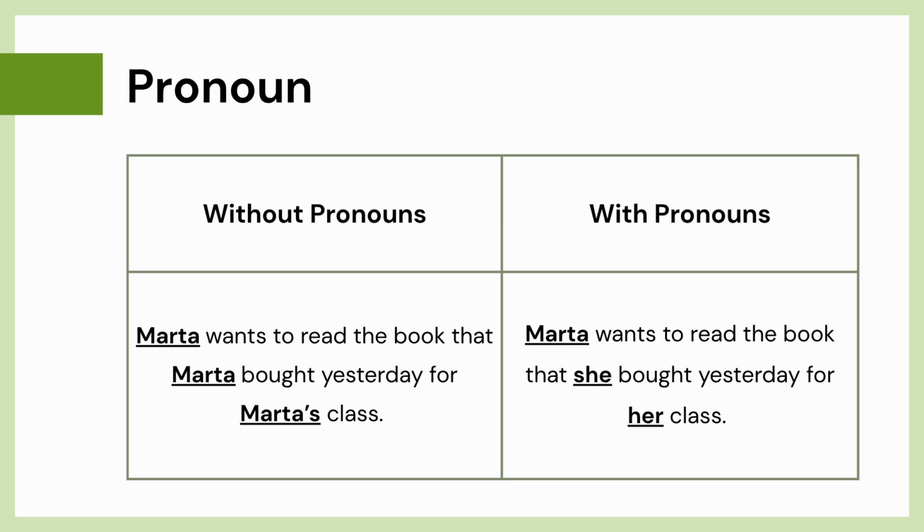If we add pronouns, we can say Marta or she wants to read the book that she bought yesterday for her class. The pronoun she is used instead of Marta. It acts as a replacement for the name. And, like I said, we make the sentence easier by not repeating the same name over and over again. We can use she or her.